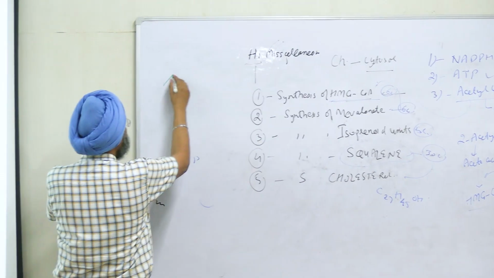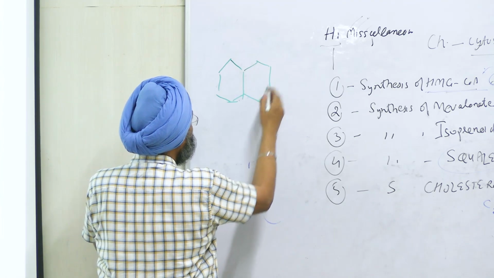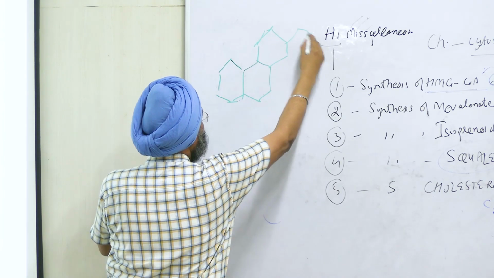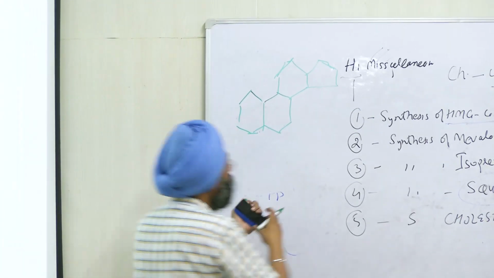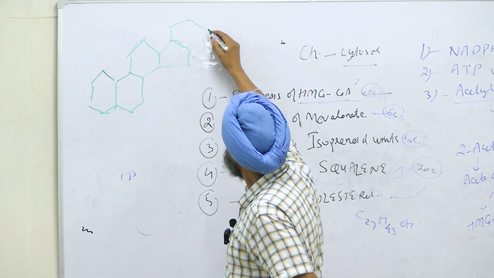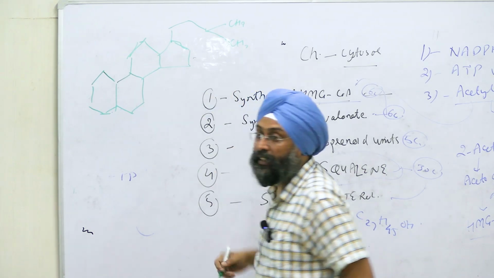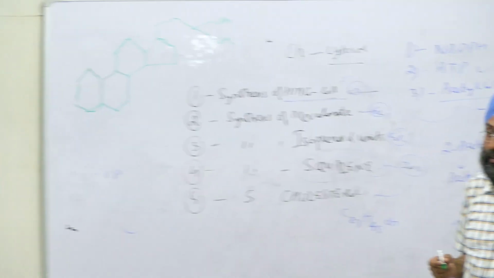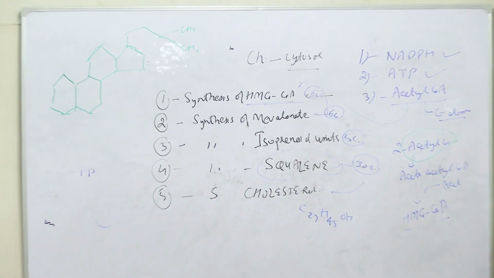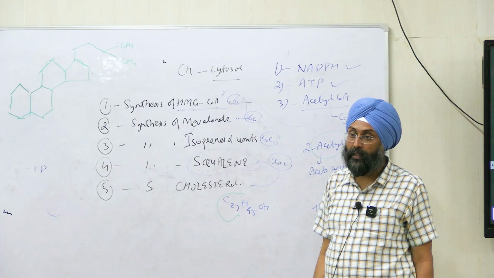We have a 6-membered ring, then another 6-membered ring, then another 6-membered ring, and then a 5-membered ring. To this 5-membered ring, a side chain is attached which contains methyl groups. So this is the basic structure of the steroid ring. So we started from acetyl CoA, and ultimately we build C27, 27 carbon atoms.